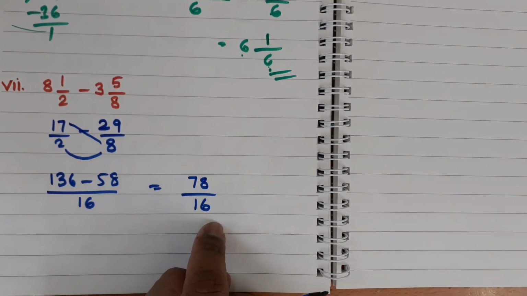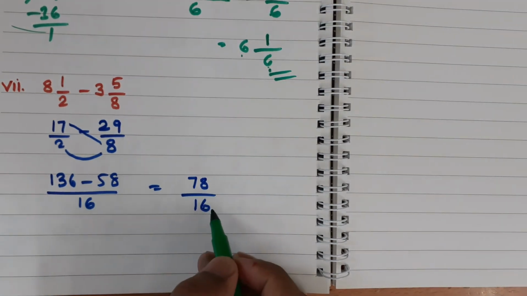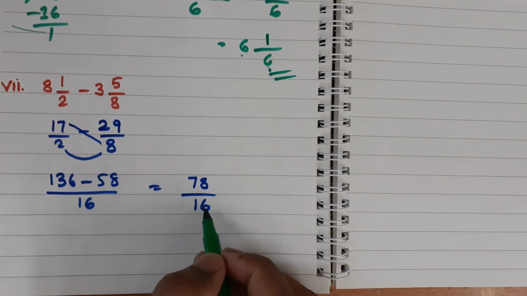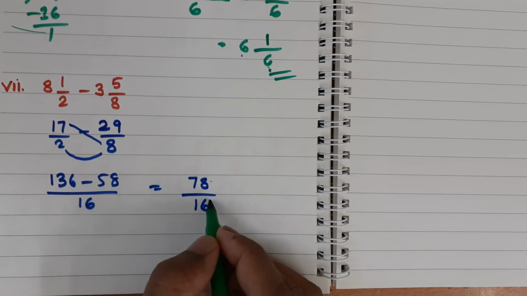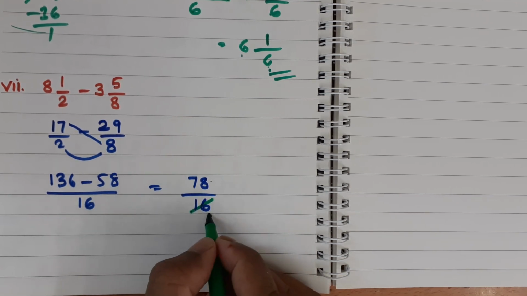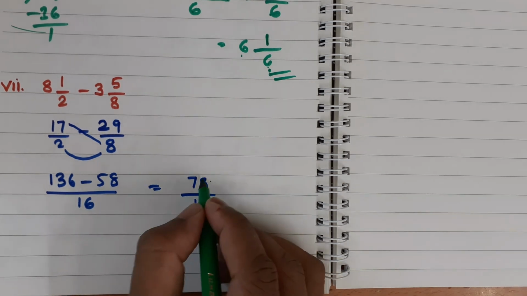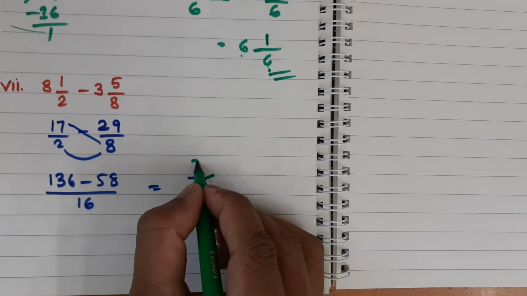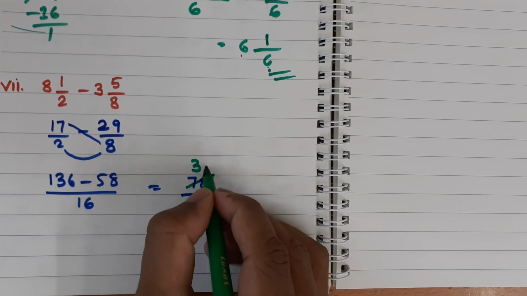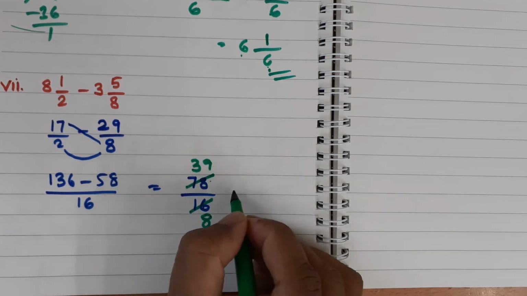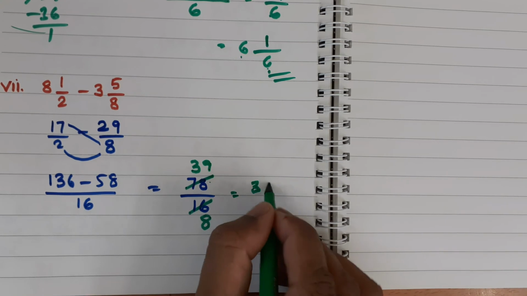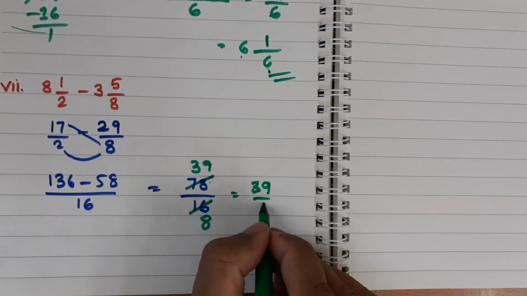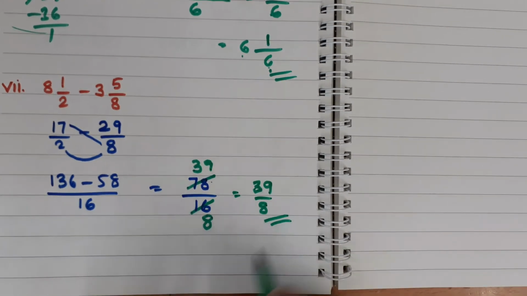Okay, 78 by 16. Now here we can write this answer in the simplest form. So I am dividing this numerator and denominator by 2. I am simplifying these two numbers with the help of the 2 table. 2 8s are 16, 2 3s are 6, 1 is left 18, 2 9s are 18. So the answer is 39 upon 8. So this is the answer, 39 upon 8.